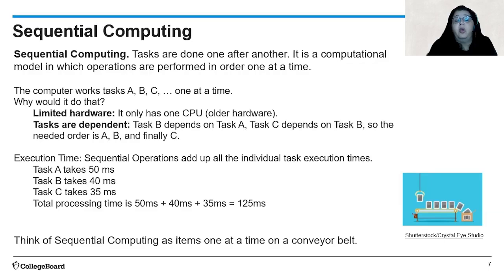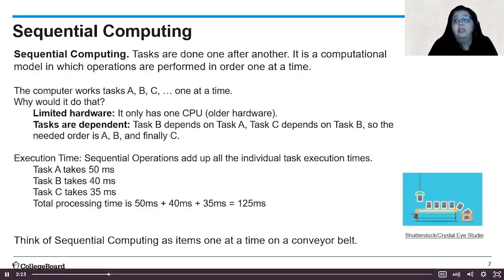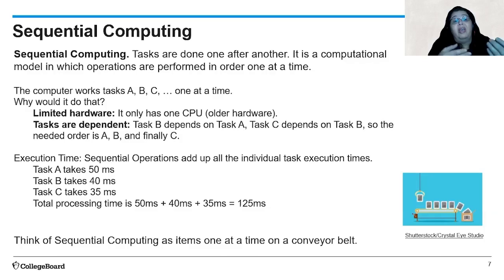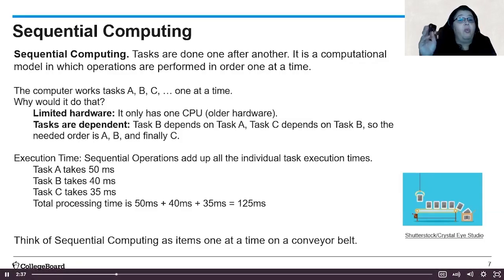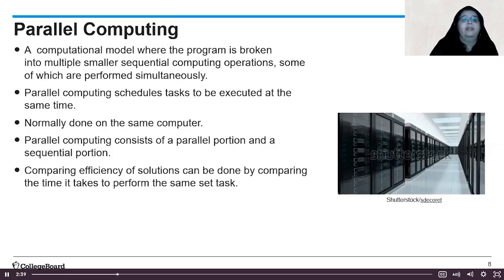So for example, here we have a task A that's 50 milliseconds, B that's 40 milliseconds, C that's 35 milliseconds, and we're just going to add it all up, and that whole processing time is going to take 125 milliseconds. So remember, it's like a task on a conveyor belt, one at a time.